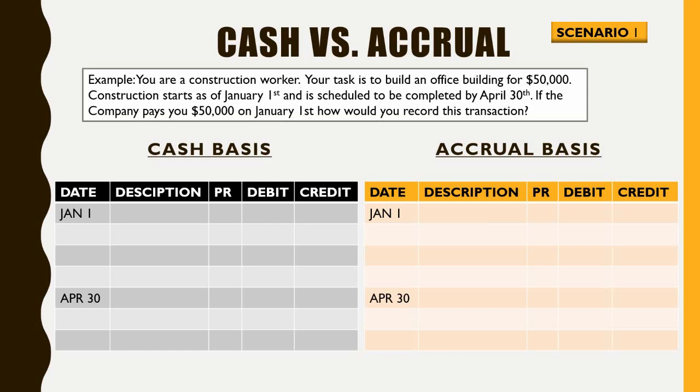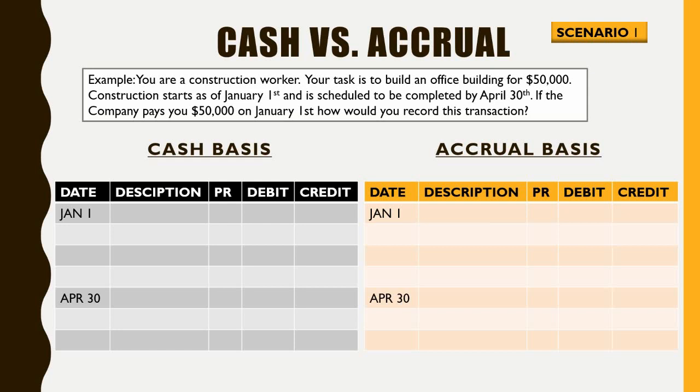If the company pays you $50,000 on January 1st, how would you record this transaction? Okay, so here, the idea is that we're being contracted to build a building. And in this case, our service is to complete a task. We have a deadline. We have a time frame from January 1st all the way to April 30th, okay? Now, how are you going to record this?